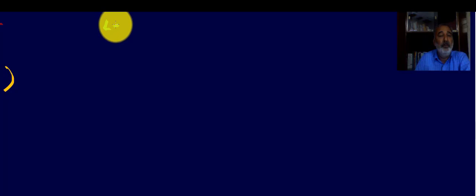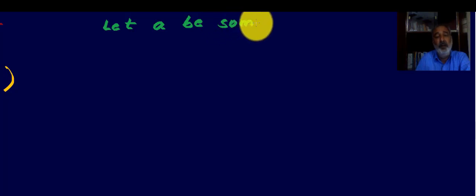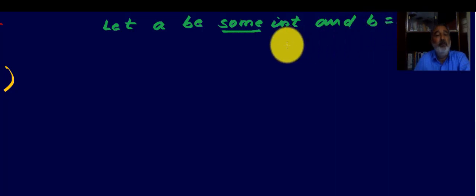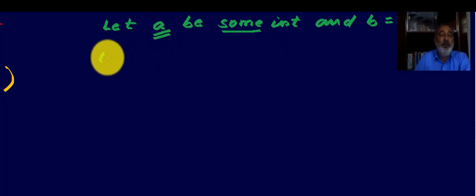Let a be some positive integer, any integer you can write, and b is equal to 3. Then we have three different ways to express a using Euclid's division lemma.